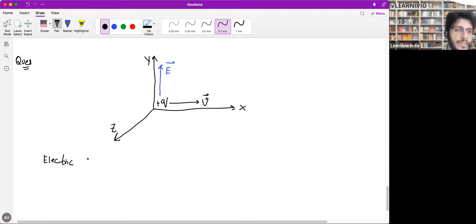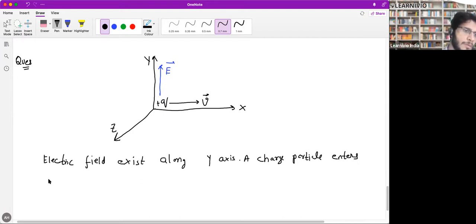So the question says electric field exists along x-axis. Sorry, y-axis. Electric field exists along y-axis. This is the direction of electric field. A charged particle enters with velocity v, parallel to x-axis.